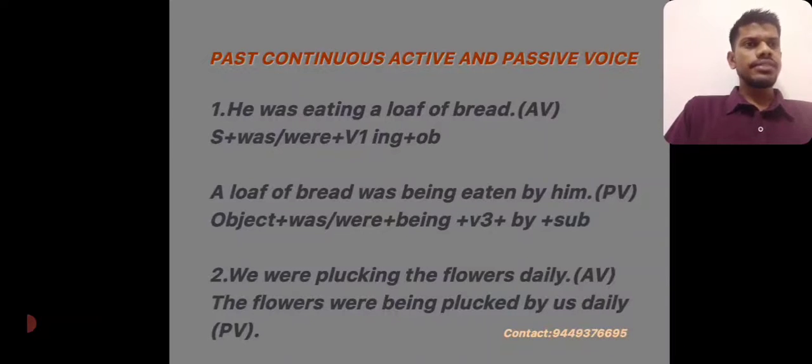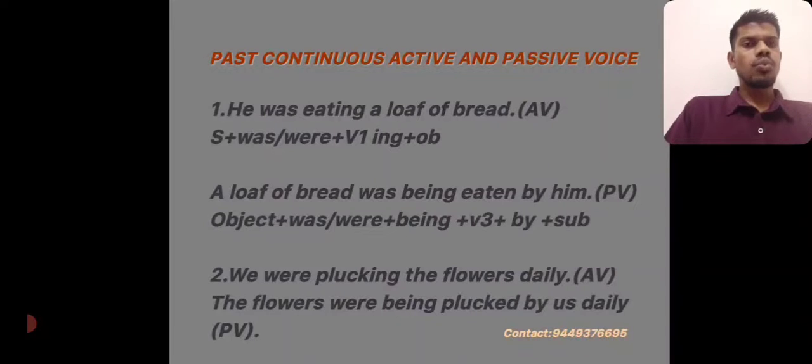We know the structure for past continuous tense. What will be the structure for past continuous or past progressive? First, we have to use subject, that is an agent, plus be form, past form, that is was or were, followed by V1 ing, then object. I have given the first sentence as an example for past continuous active voice. Then when we want to convert this past continuous to passive form, we have to follow the below structure.